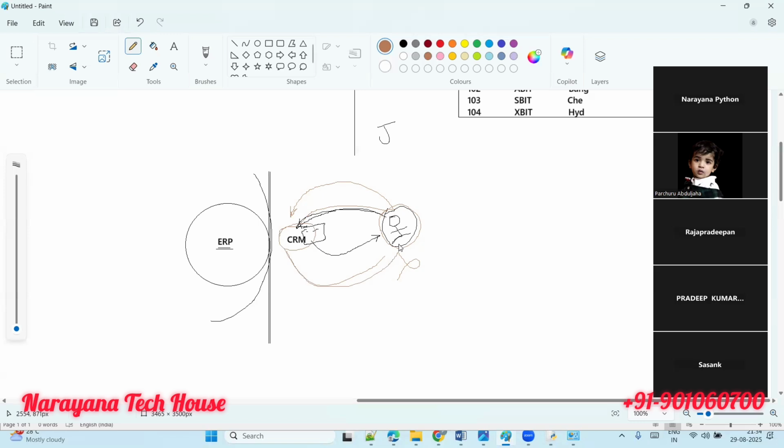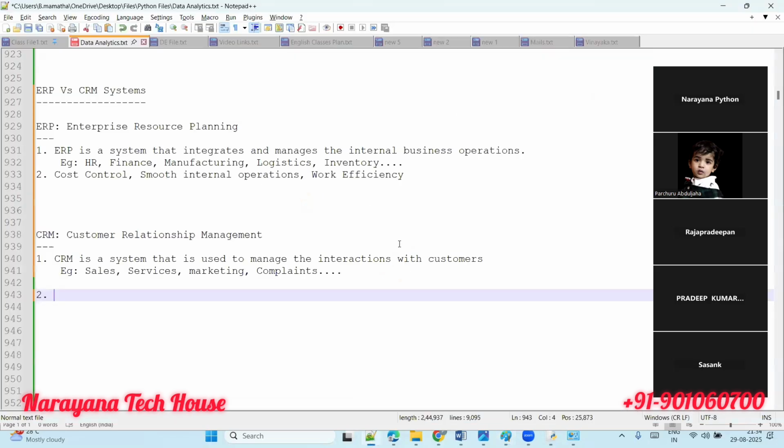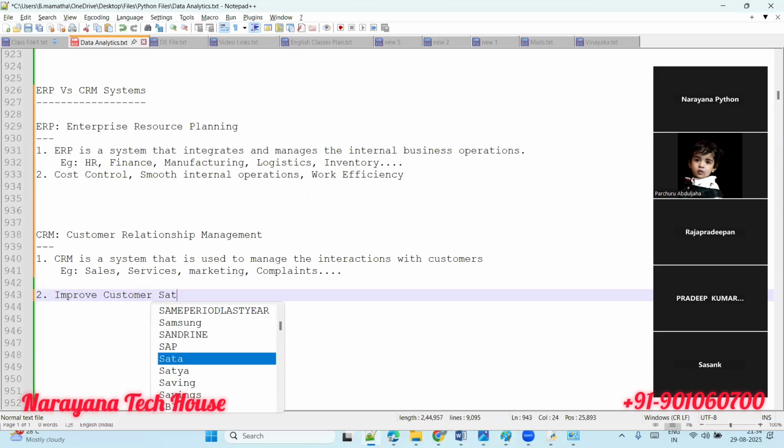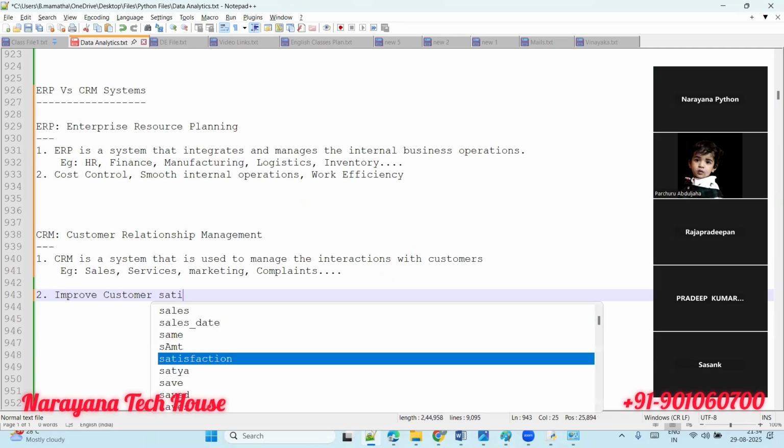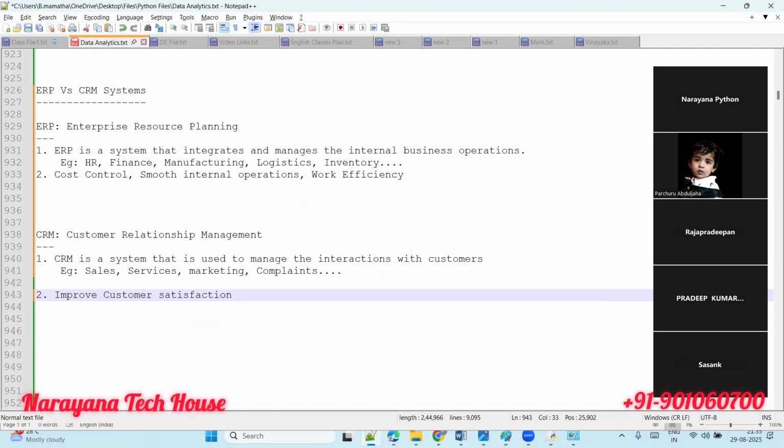All of them, right? That's called customer satisfaction also. So this CRM's main goal is to improve what here? To improve customer satisfaction, guys. First point, all of them.